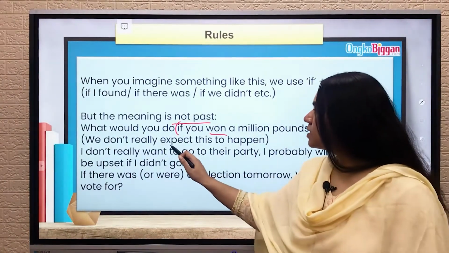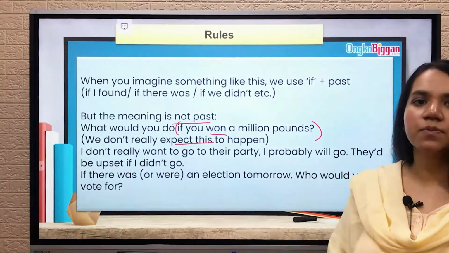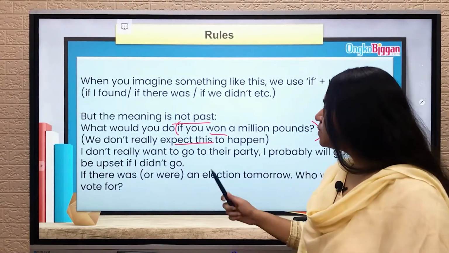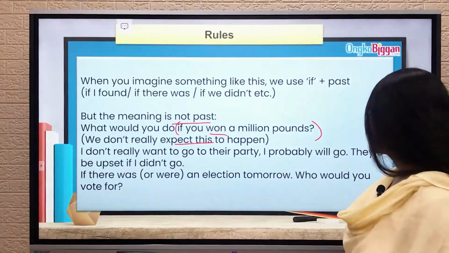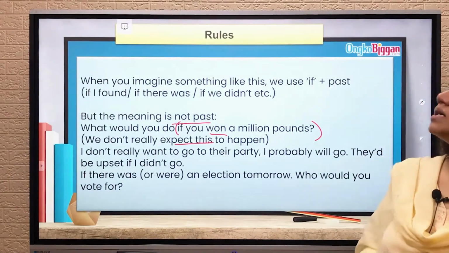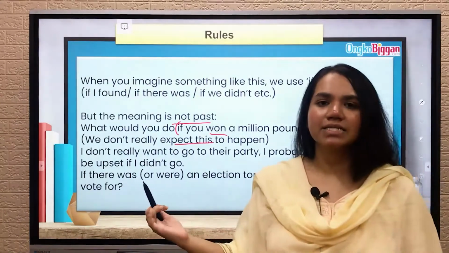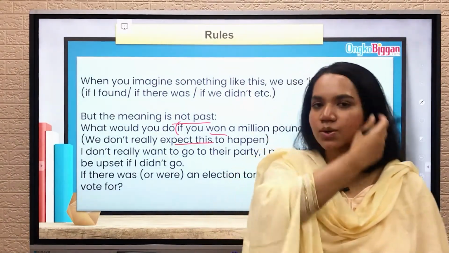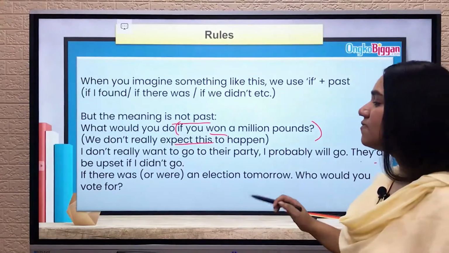So, because we do not really expect this to happen, for this reason, we have chosen to put these words into account. Then we say, I don't really want to go to that party, but I probably will go. They'd be upset if I didn't go. So, what did we say here? I don't really want to go to their party. For this half of the sentence, everything else you see here is totally fine. Later on, you say that they'd be upset if I didn't go.